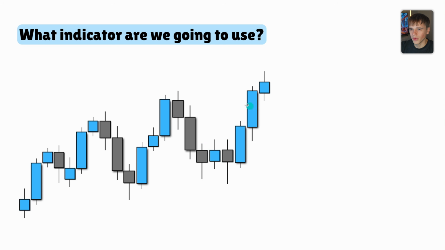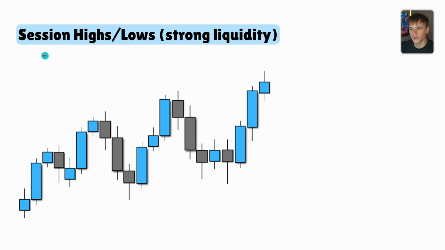And now the big question: what indicator are we going to use? The indicator is going to be session highs and lows. And why is that important? Because session highs and lows are going to be very strong liquidity. That is how we are going to determine whether the liquidity is strong or not. Usually the strongest liquidity in the market is going to be the session high and low.